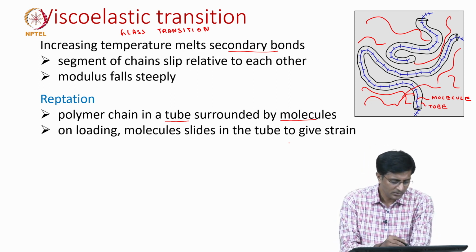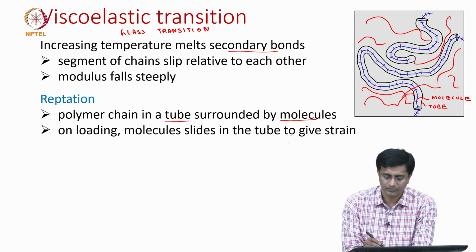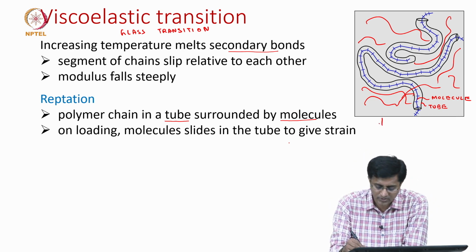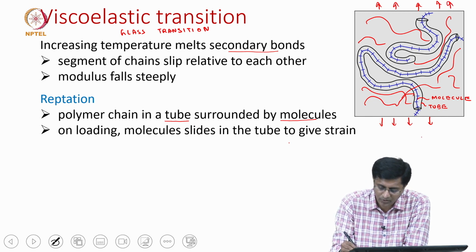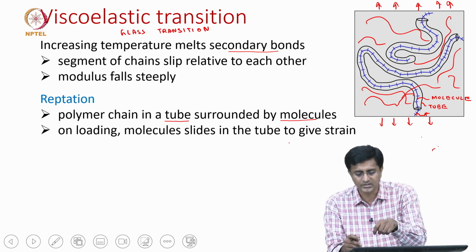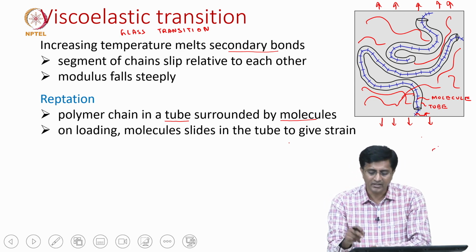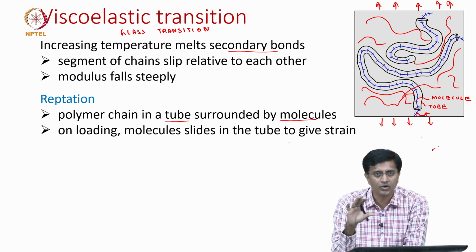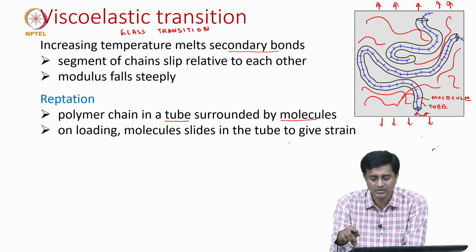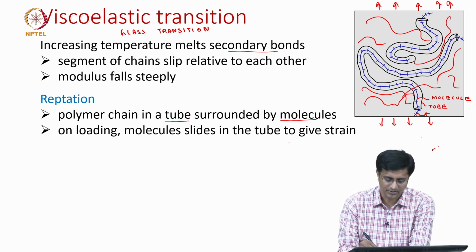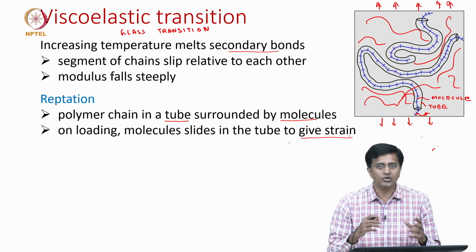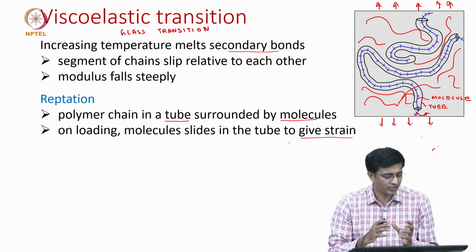On loading, these molecules slide in the tube. So, for example, let us say we are applying this load in the vertical direction, a tension load. Now, if you focus on this particular chain, what will happen is this chain will slide in this tube independent of the surrounding molecules, it is just sliding in the tube. Because of this sliding we get an extra strain. This kind of behavior is what we call reptation.